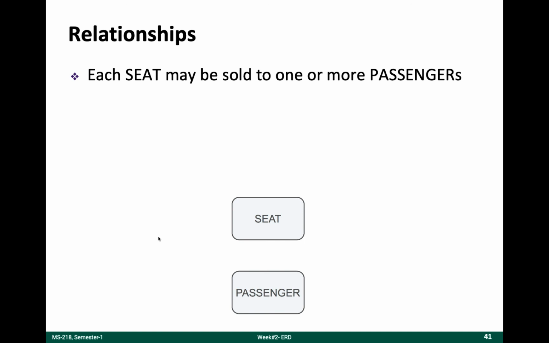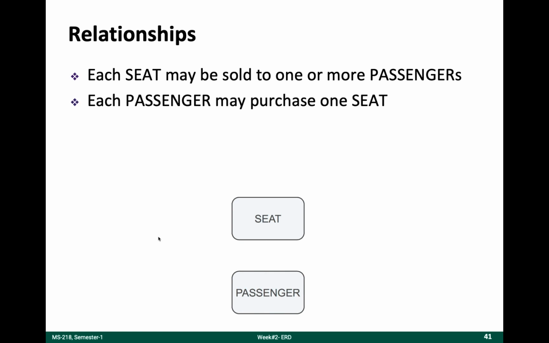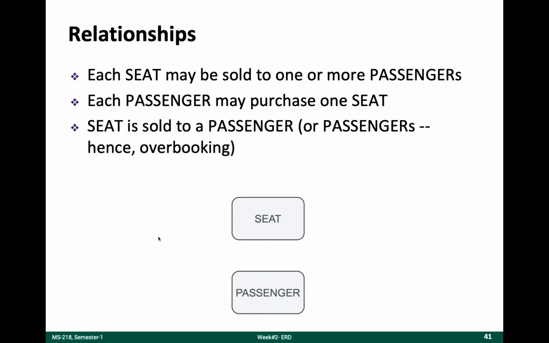But usually for trains, obviously, like Irish Rail and all the stuff, each seat would be sold to any passenger. So each passenger may purchase 1 seat for a particular train I'm talking about, okay, and a seat is sold to a passenger or passengers, hence overbooking. Obviously, if you are selling your different seats to many passengers, obviously it's overbooking.